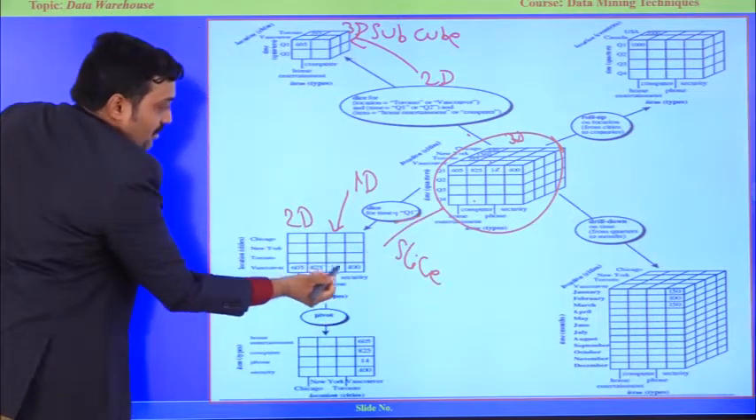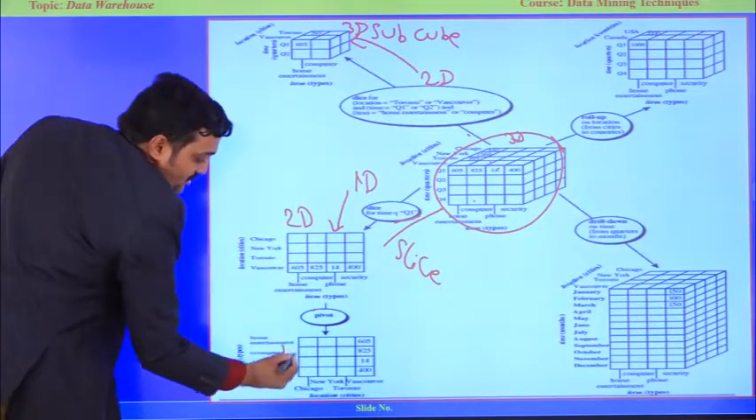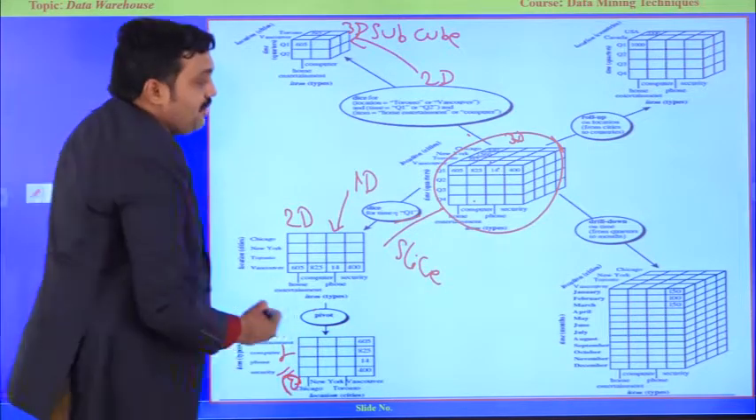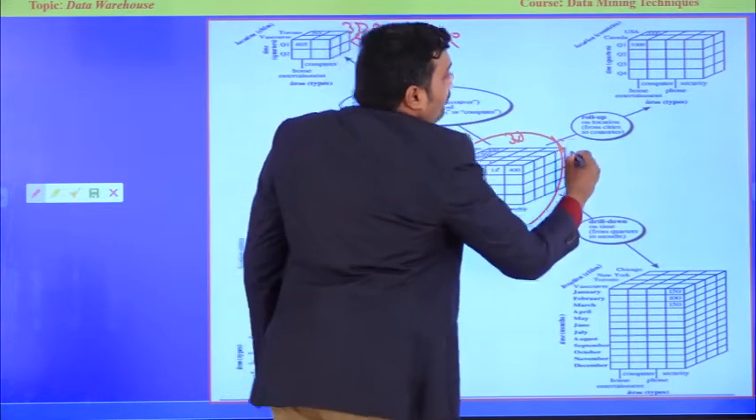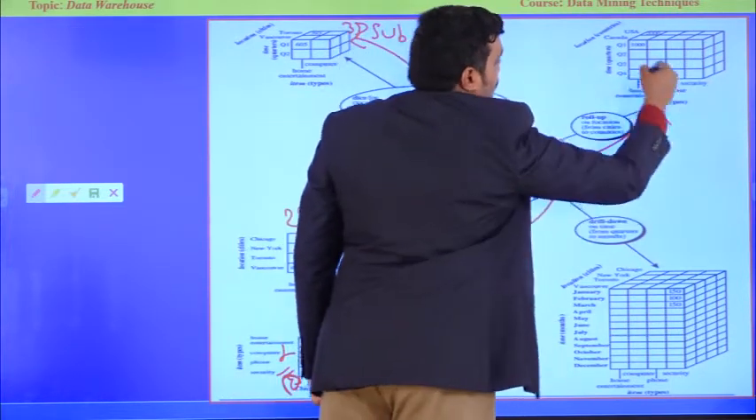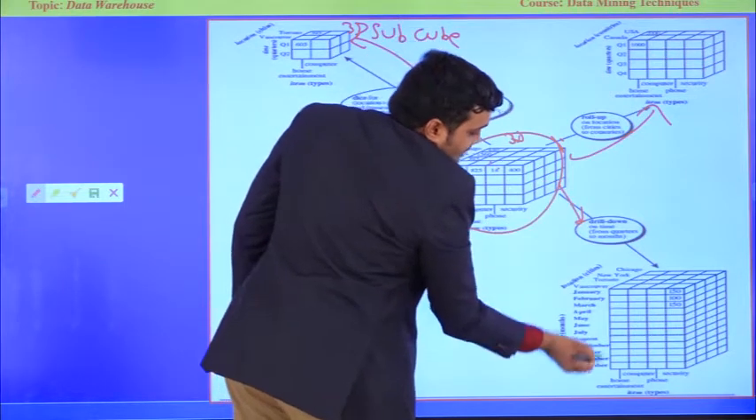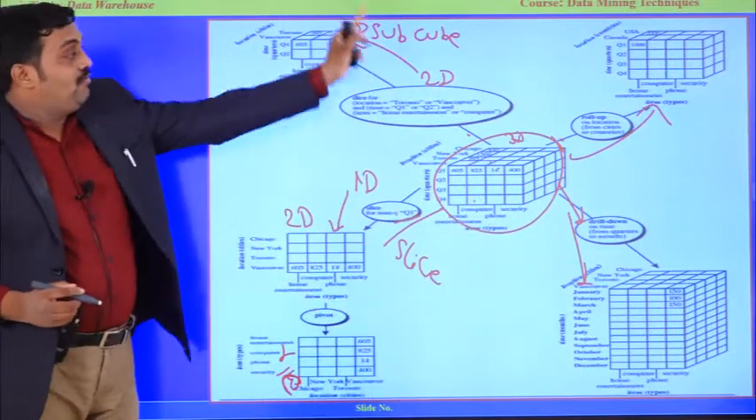From the slice we can also do the pivot, that means swapping of the rows and columns. Rows and columns we swap. And drill up means from the lowest level we climb up, and we can generate the huge cube, or we go down from year to months or weeks, which is drill down. This is the overall OLAP operations.